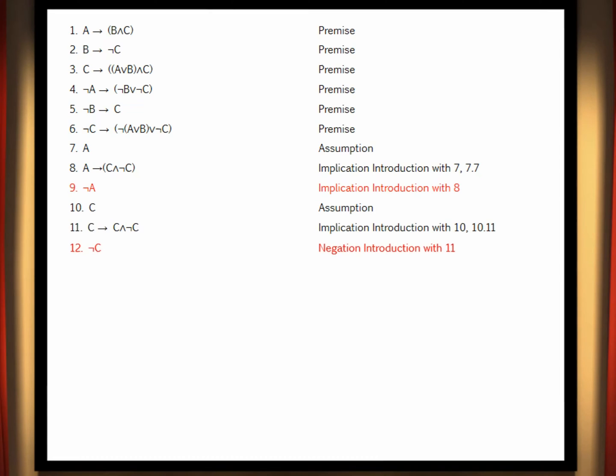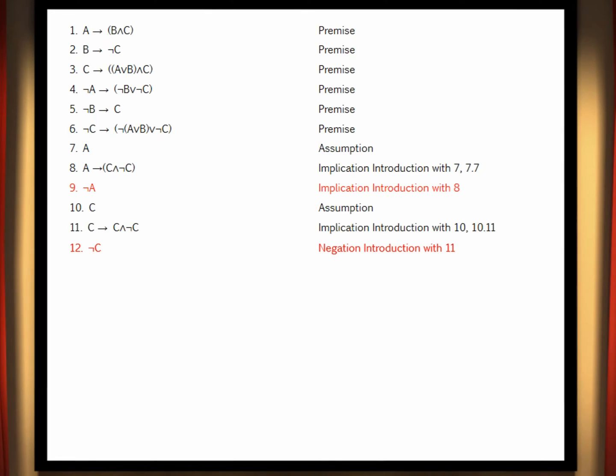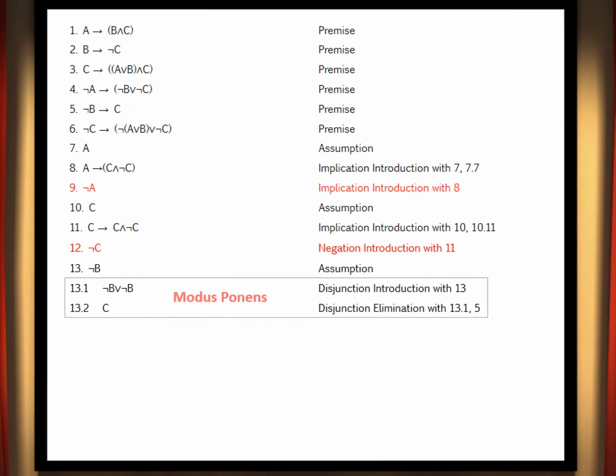12. Not C by negation introduction with 11. With this, we prove that C is a demon. We got 1 more to go. 13. Assuming not B is true, not B or not B by disjunction introduction with 13. 13.2, C by disjunction elimination with 13.1 and the fifth premise.